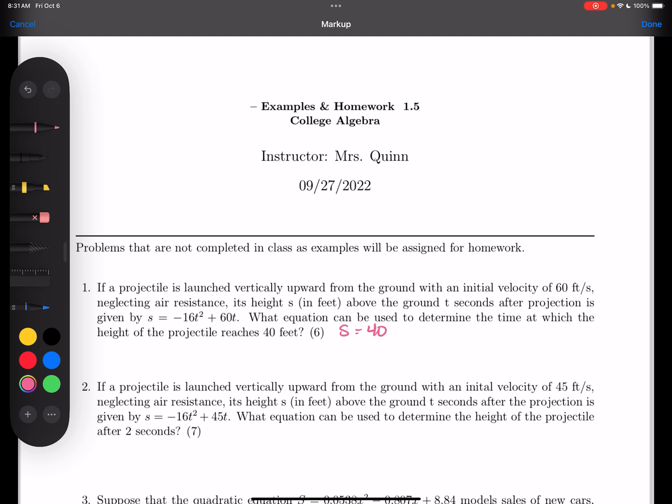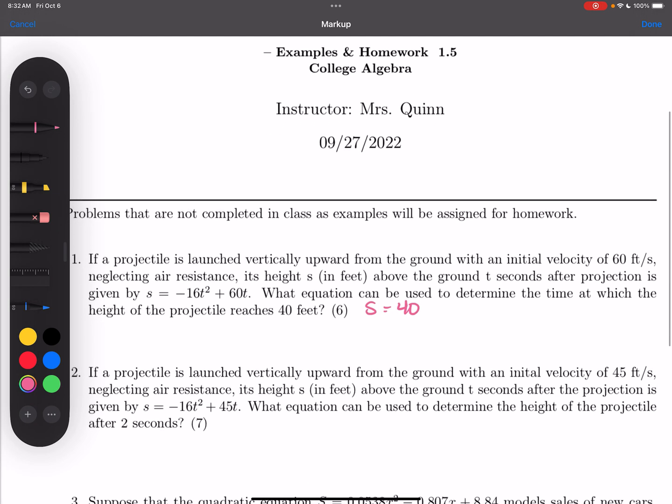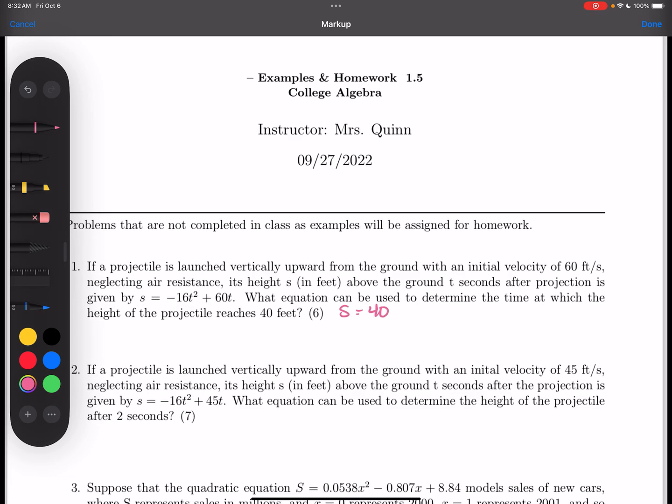So basically, in this equation, we're just replacing s with 40, and that's all this one wants us to do. It doesn't need us to solve anything. So it'll be 40 is equal to negative 16 t squared plus 60 t. And so if instead they had given us time, we would have plugged it in for t and then left s alone.